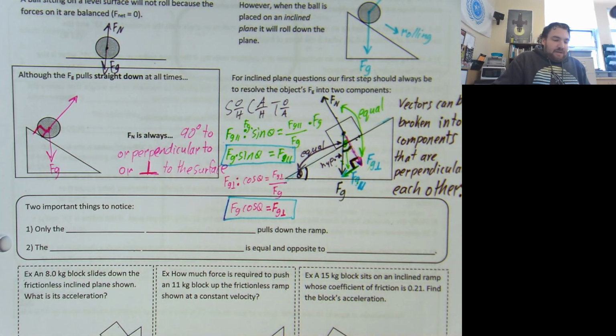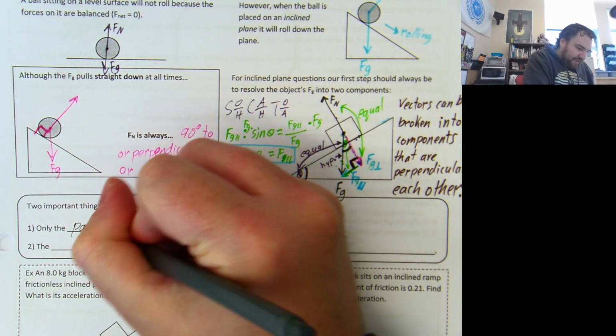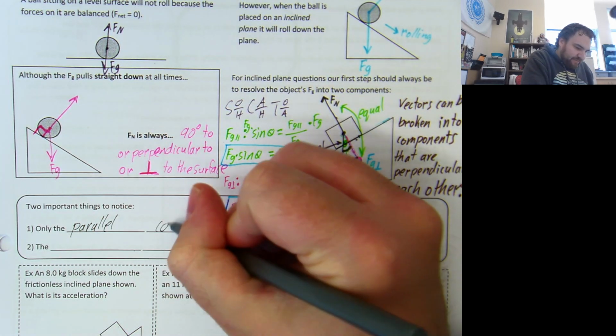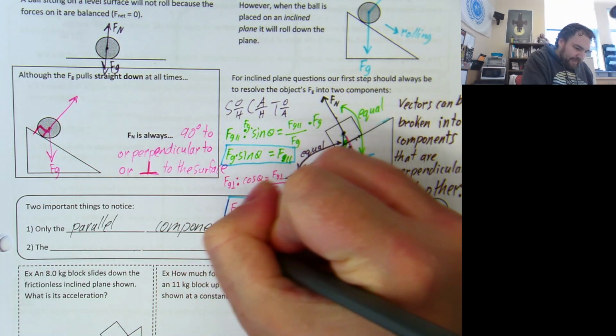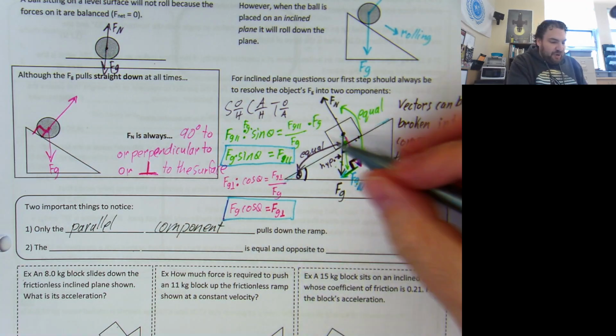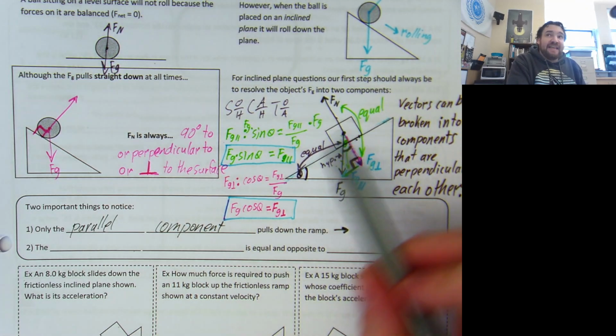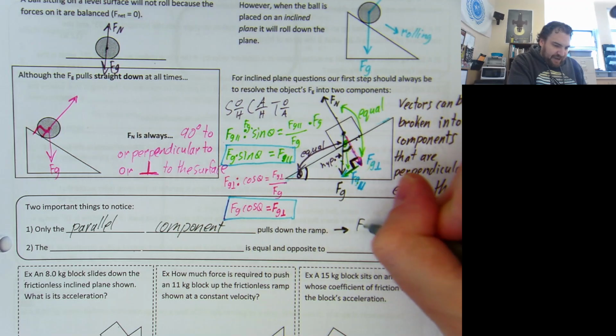Okay, two important things to notice. Only the parallel component pulls down the ramp. So the only thing that has any effect on how the thing slides down the ramp is FG parallel.